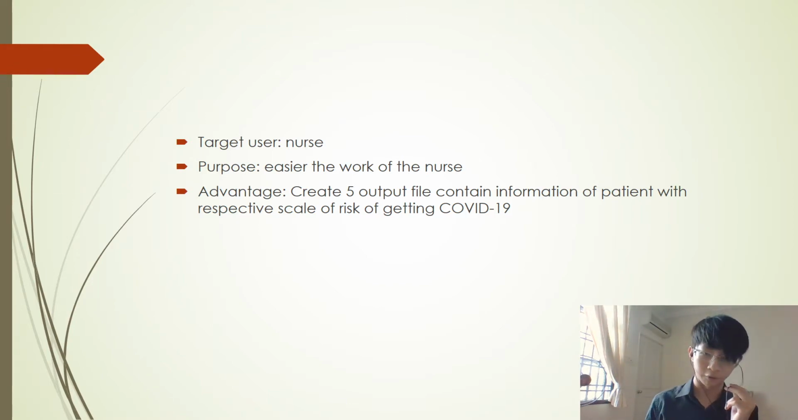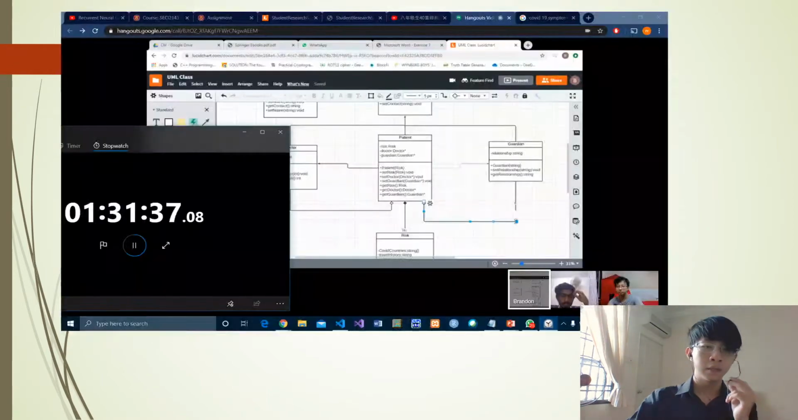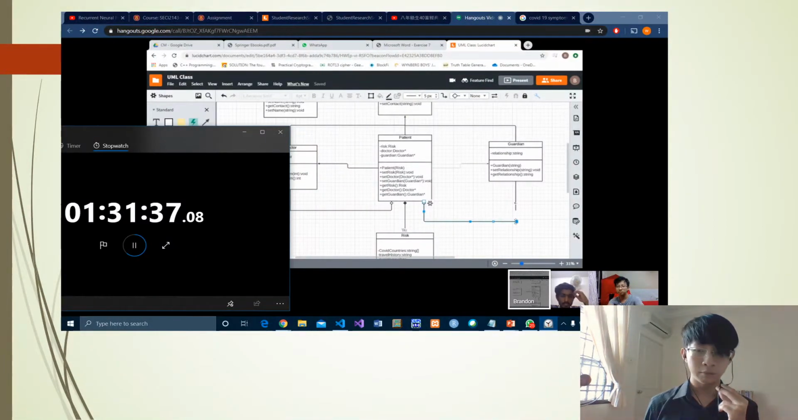risk of getting COVID-19. This is an image of my group mates and me having a conversation and discussion on Google Hangout about the UML diagram, and we also had a lot of discussion and meetings on WhatsApp, Zoom, and Cisco's.